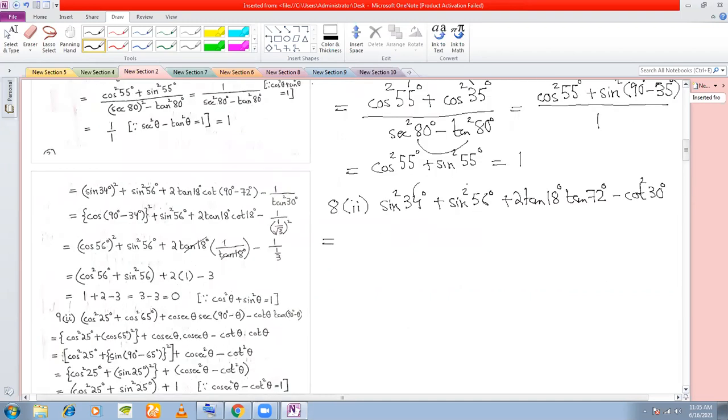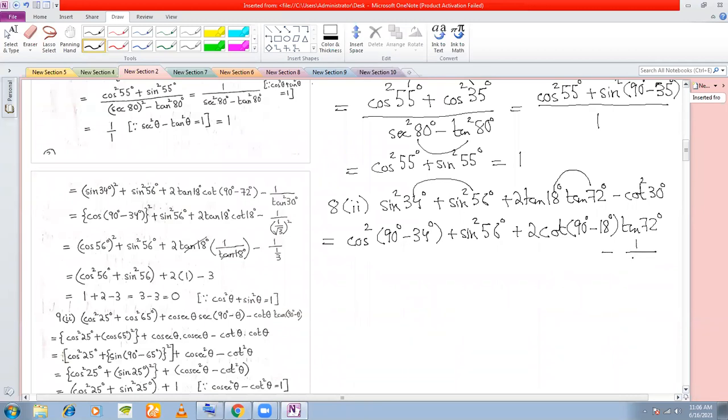So now if you see, these 34 and 56 are complementary angles. They add up to 90 degree. So you change any of the two sines to a cos. So you get cos square 90 degree minus 34 degree. And you keep the second sine as it is. Okay. Now see, 18 and 72 are again complementary. So you can change any one of the two tans to a cot. So let's change the first one, cot 90 degree minus 18 degree. And the second one we write as it is. Minus cot square 30 degree. Cot square 30 degree is 1 by tan square 30.